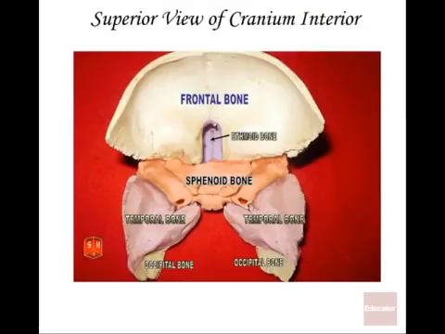Here's a superior view of the cranium interior. So if we actually remove the parietal bones and kind of keep the rest, you can see how it all kind of fits in. The one we haven't covered is the ethmoid. That's coming up in a bit. But here you can see those wings of the sphenoid, the lesser wings here. You can see how the temporal bones on either side fit in or articulate with that sphenoidal bone. And the frontal bone has its own sutures connecting to it as well.